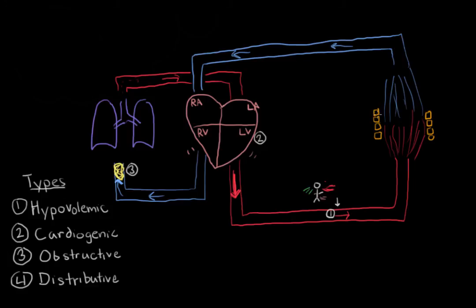And what happens in distributive shock is fluid ends up collecting in between the cells of organs that require the oxygen and the blood vessels that are delivering that oxygen. And if a lot of fluid accumulates, it's harder for oxygen to get to the tissues. It has to pass through a lot of fluid to reach the tissues. And by tissues, I mean the organs like the kidneys, the liver, or maybe the gastrointestinal organs.